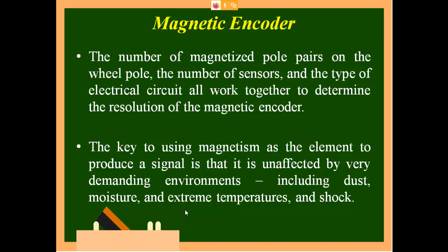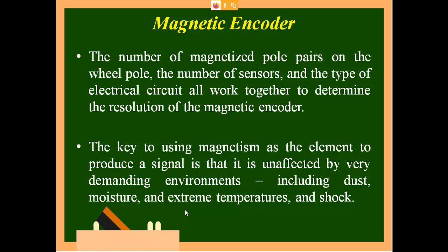Then the number of magnetized pole pairs on the wheel, the number of sensors, and the type of electric circuits all work together to determine the resolution of the magnetic encoder. So if you want to increase your resolution, you have to increase the number of poles, which means the number of magnets. Then the sensor quality: the Hall effect sensor you are using should be high quality, so that it can identify even a small change in magnetic field. And then the remaining part is the control part. That control part you have to take care of by putting proper controllers.